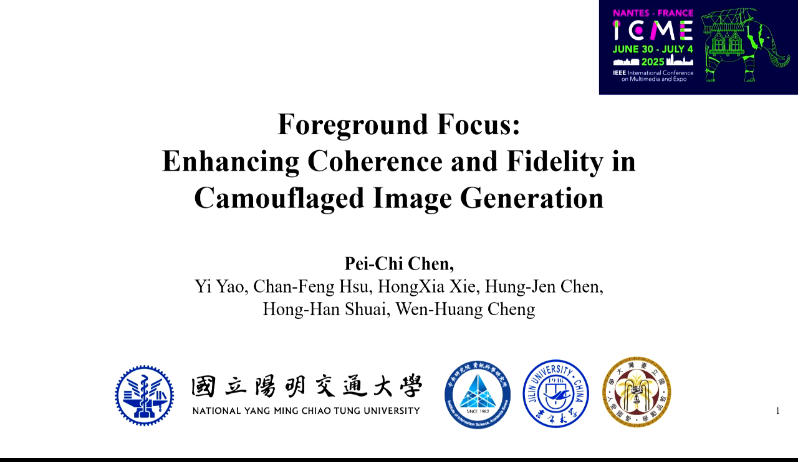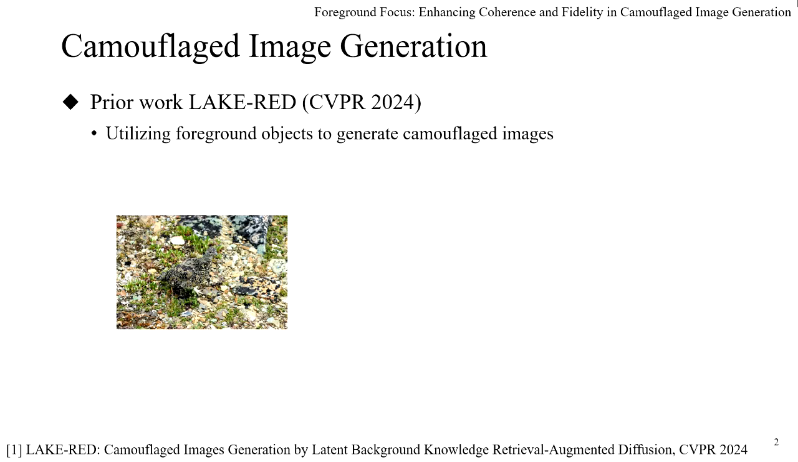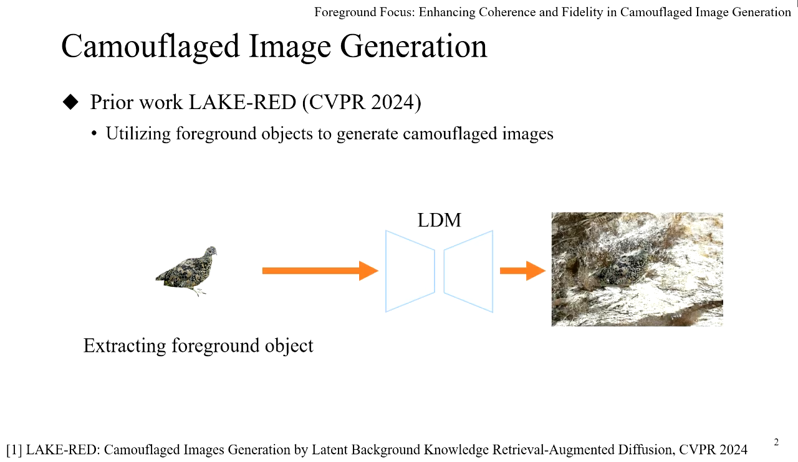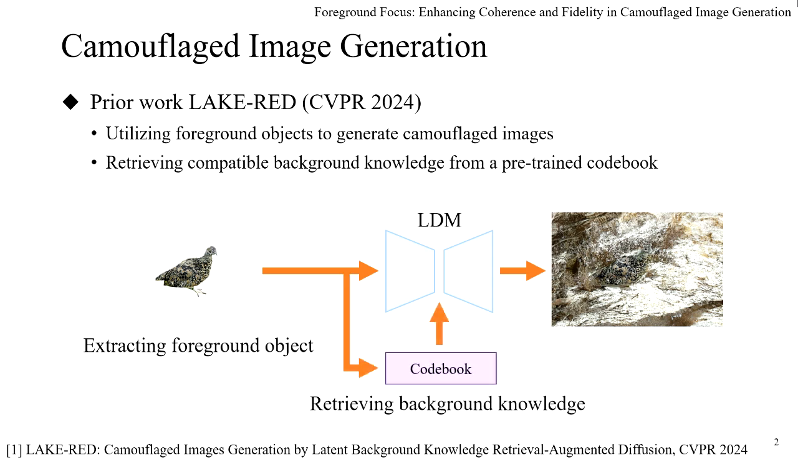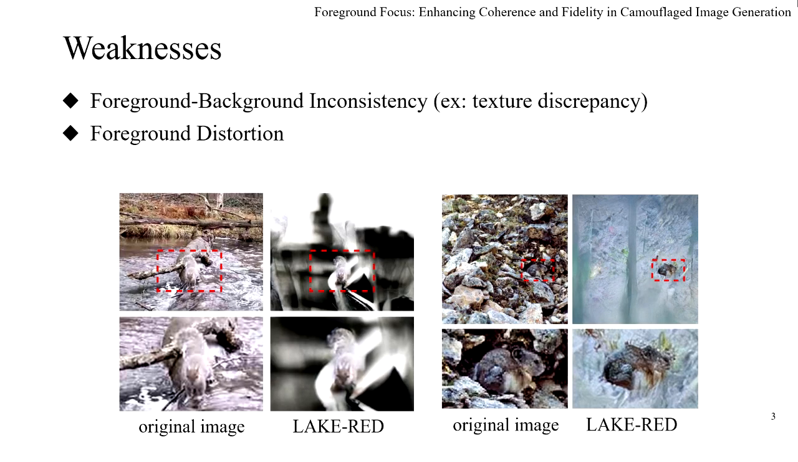This is our paper, Foreground Focus: Enhancing Coherence and Fidelity in Camouflaged Image Generation. Our work is motivated by a recent method called LakeRed, which generates camouflaged images using only the foreground object and retrieves compatible background knowledge from a pre-trained codebook. These two sets of features are then used as conditions to guide the latent diffusion model to synthesize a camouflaged image. However, we observe two weaknesses in LakeRed.